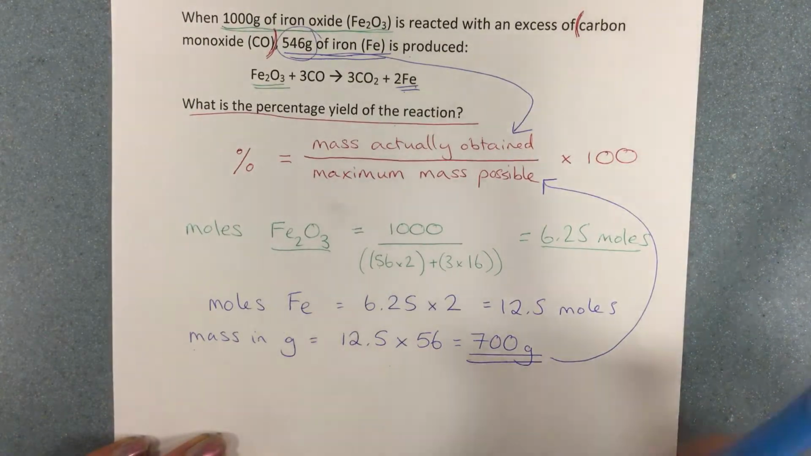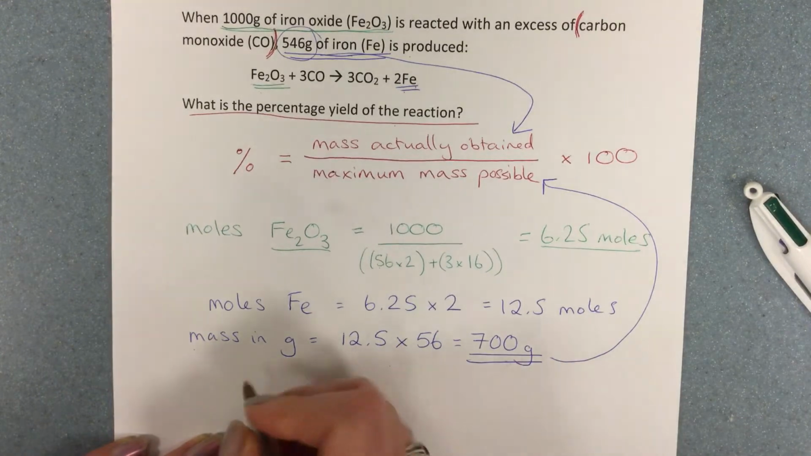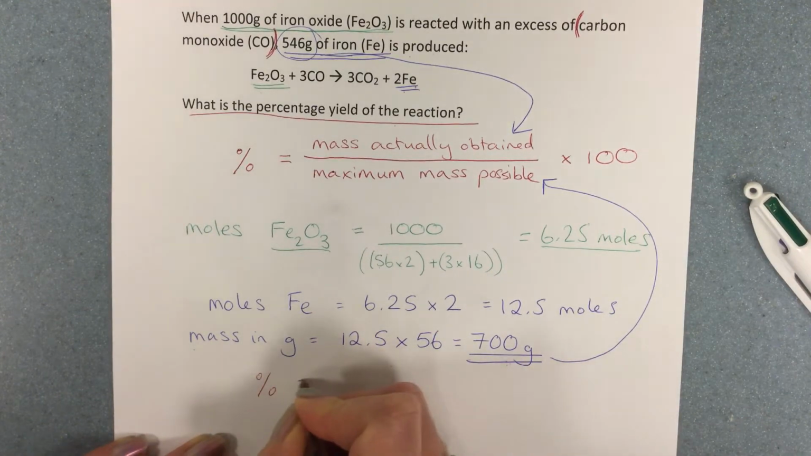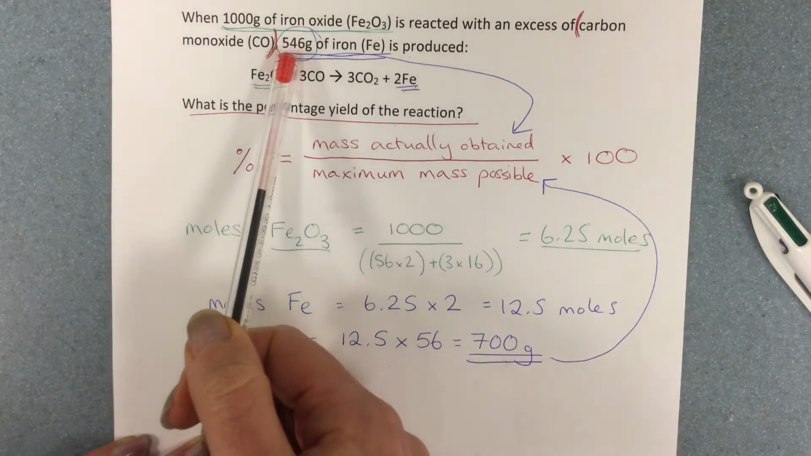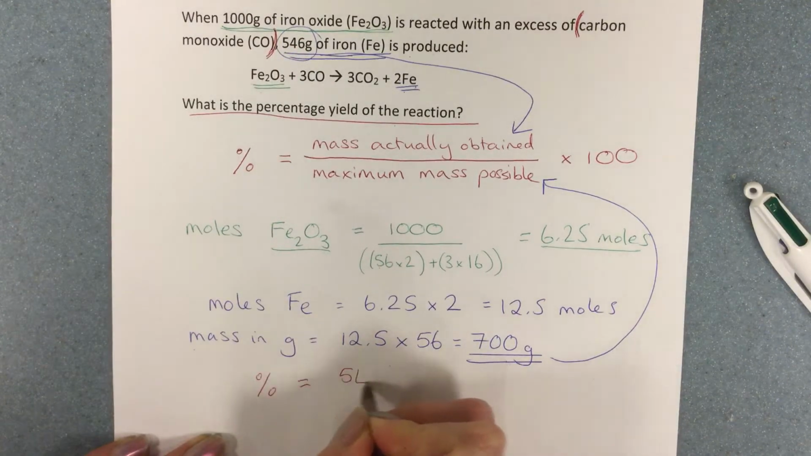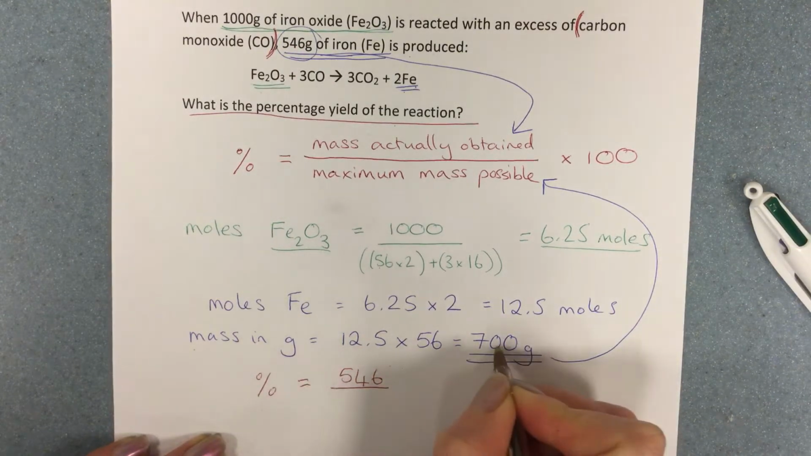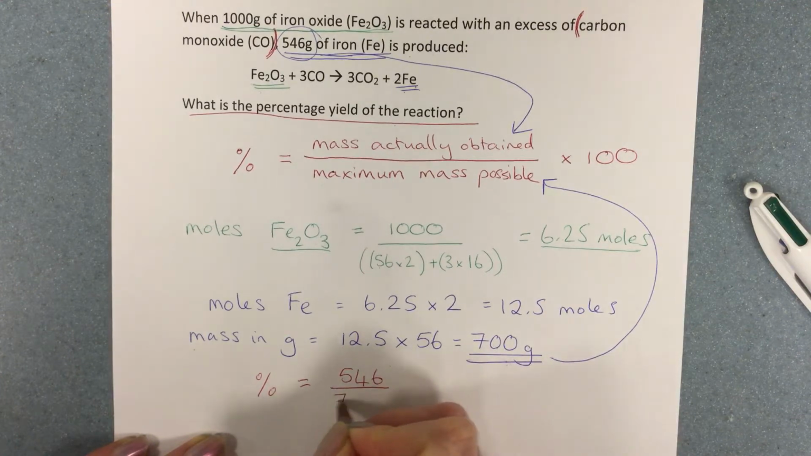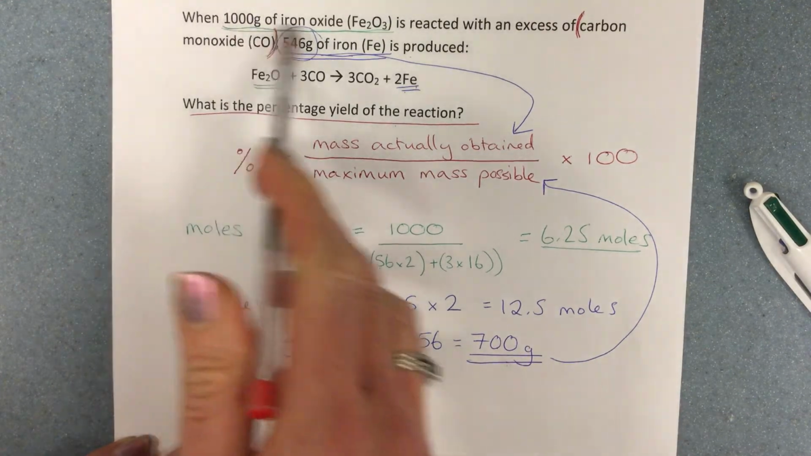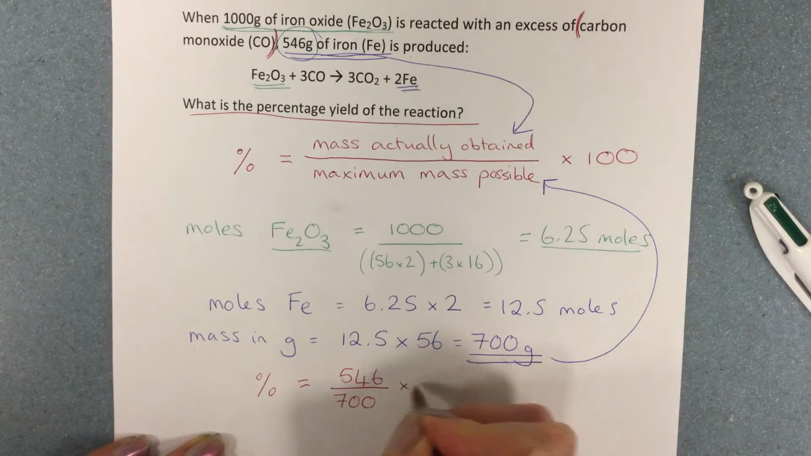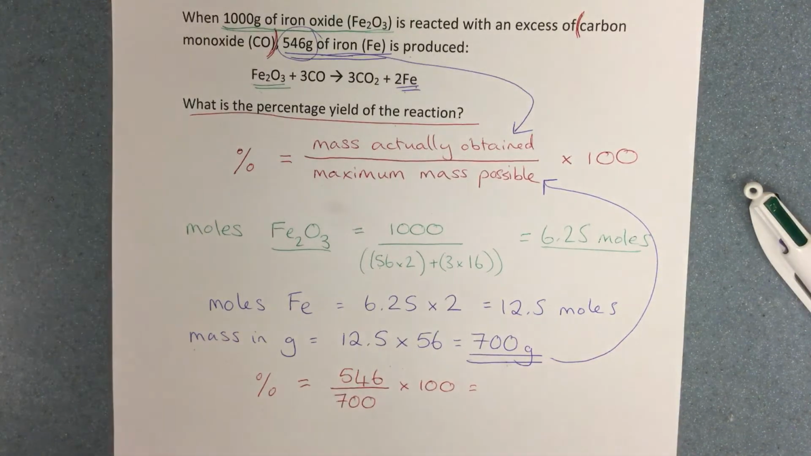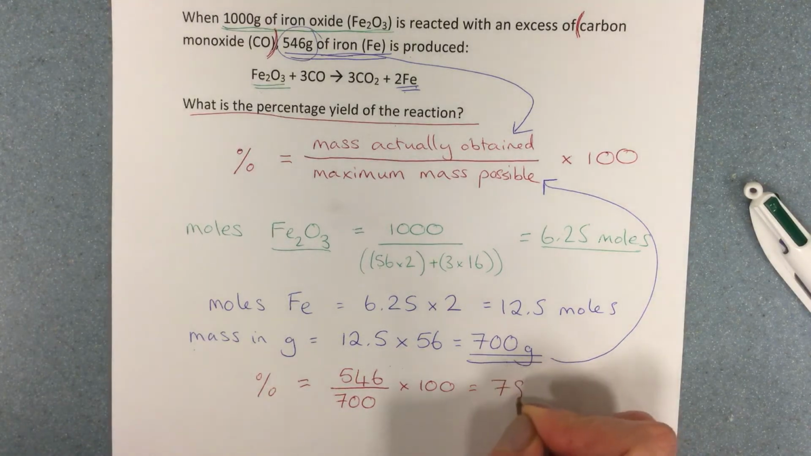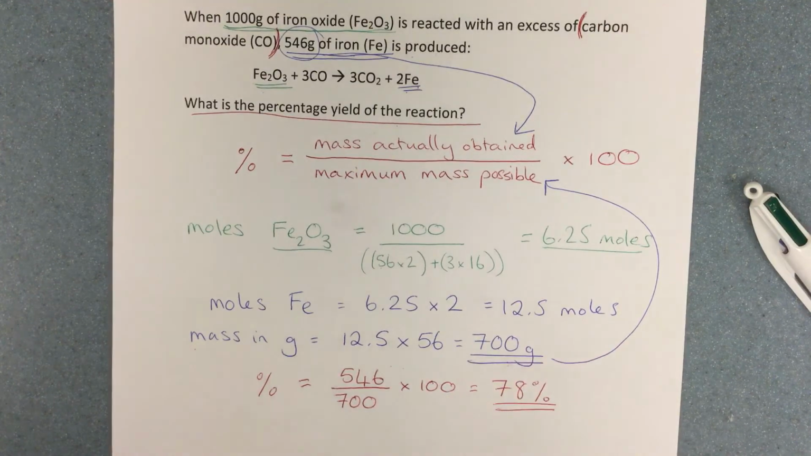So my final percentage calculation, my percentage yield, is going to be, there's my mass that I actually got, 546. There's my total maximum mass, which I worked out because I knew how many grams of iron oxide I was using. I times that by 100 as well, put that all in the calculator, and I get myself 78% yield. Seems very plausible because it's the right answer.